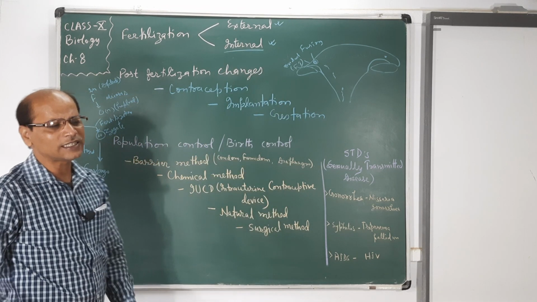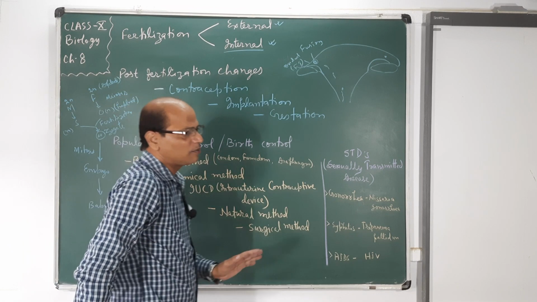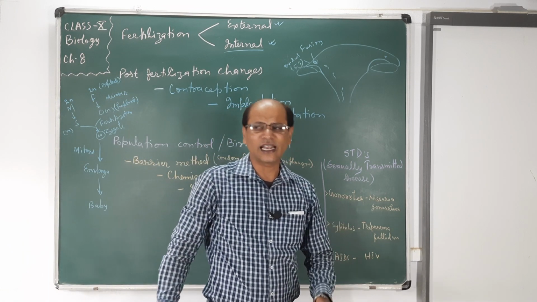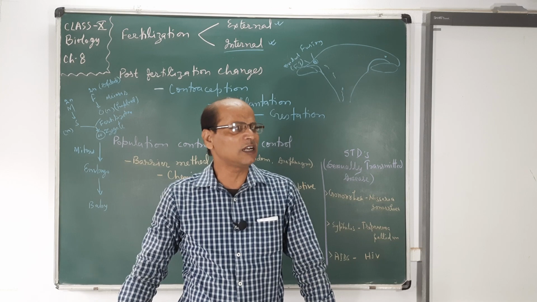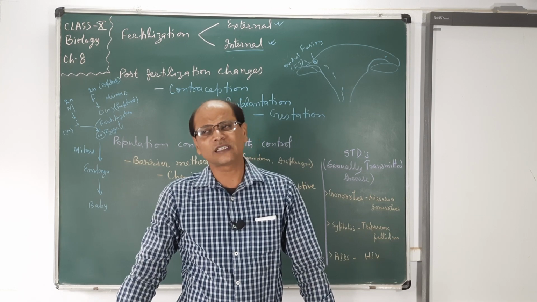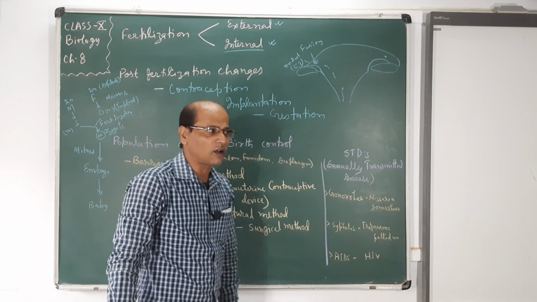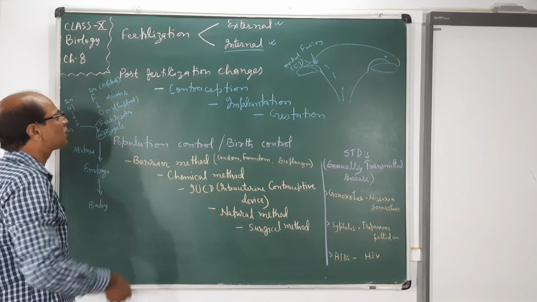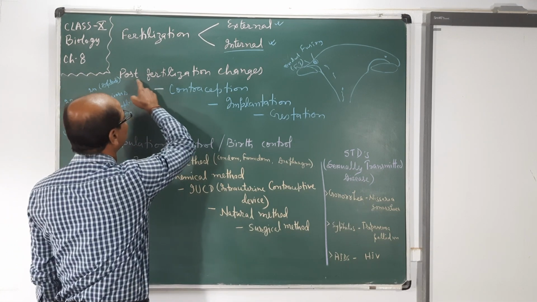Understood? So there are two types of fertilization that take place in living beings: internal and external. Internal does not require a medium, but external requires a medium. So this is the way the fusion of two opposite gametes takes place. Now see, post-fertilization changes.